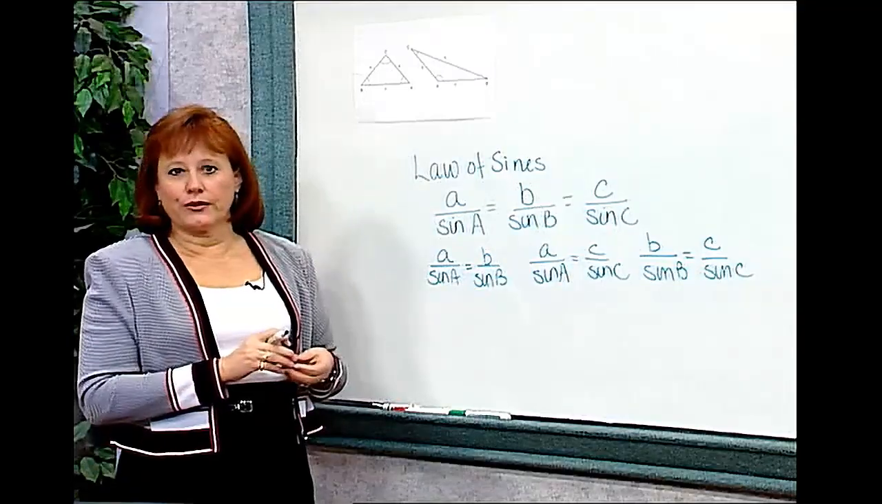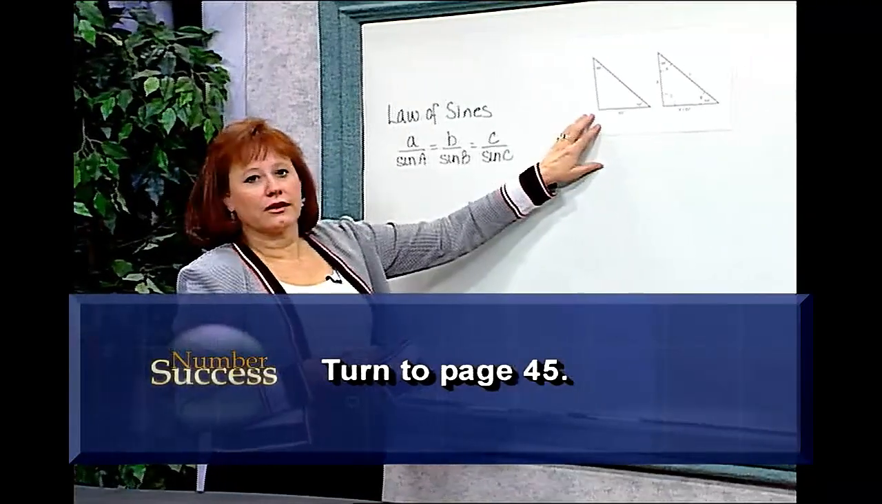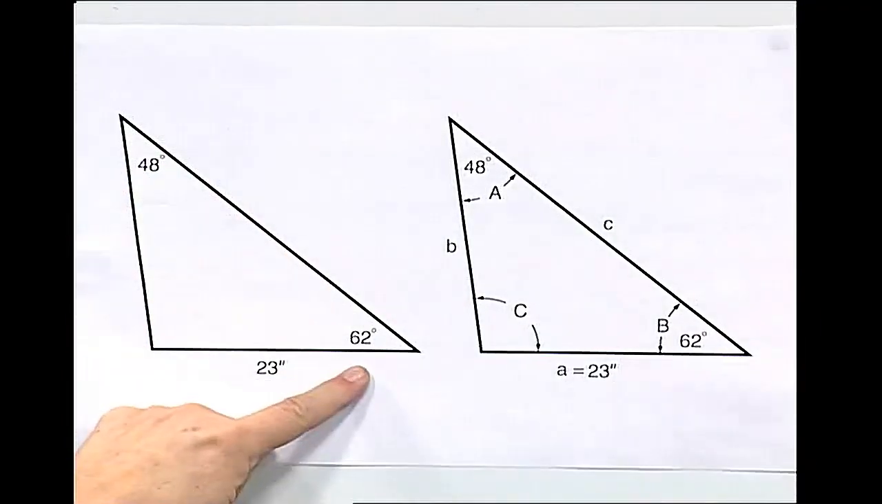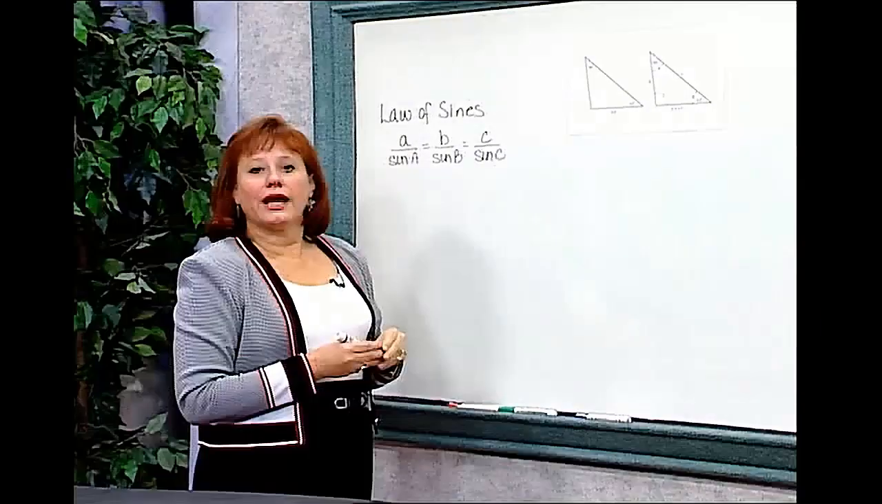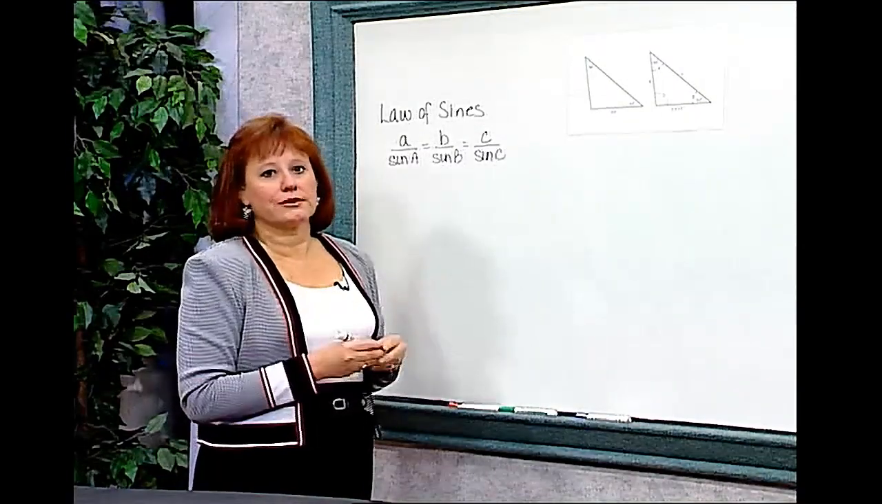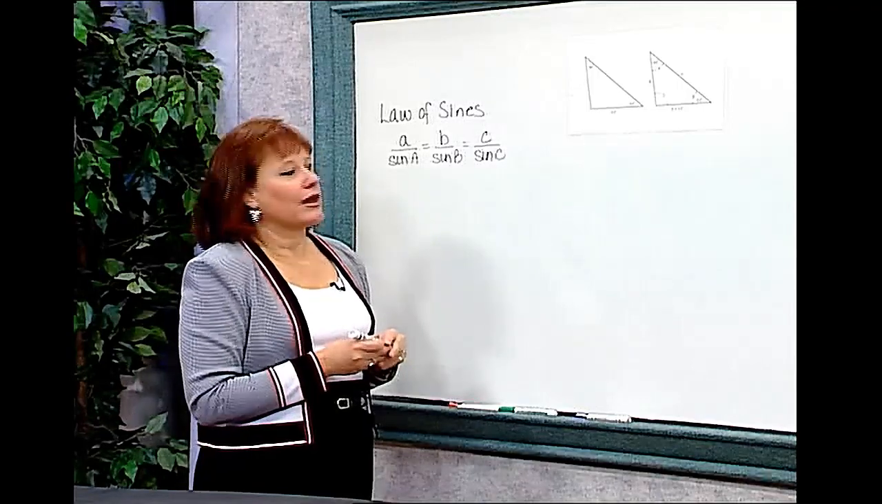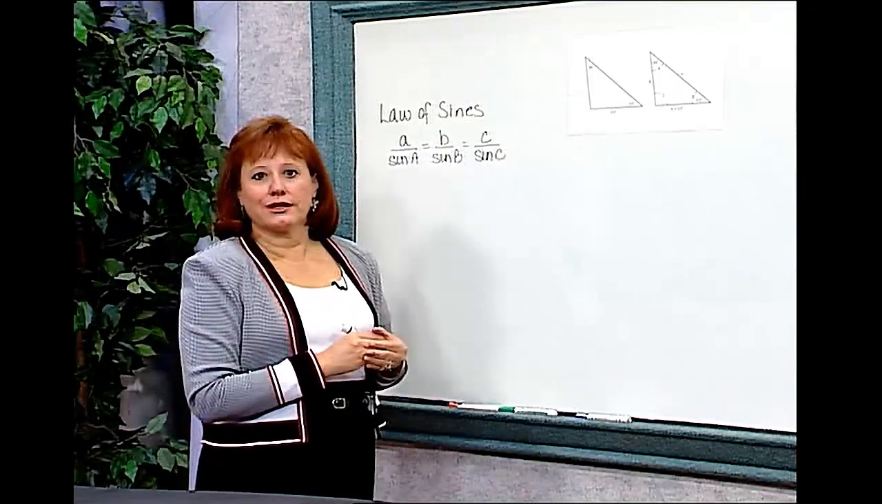Let's look at an example. For our first example, we have an oblique triangle that has 2 angles of 48 and 60 degrees and 1 side of 23 inches known. We'd like to find the missing 2 sides and the missing angle so that we know all 6 parts of this triangle. Probably the easiest thing to do is to label this triangle before we ever get started.